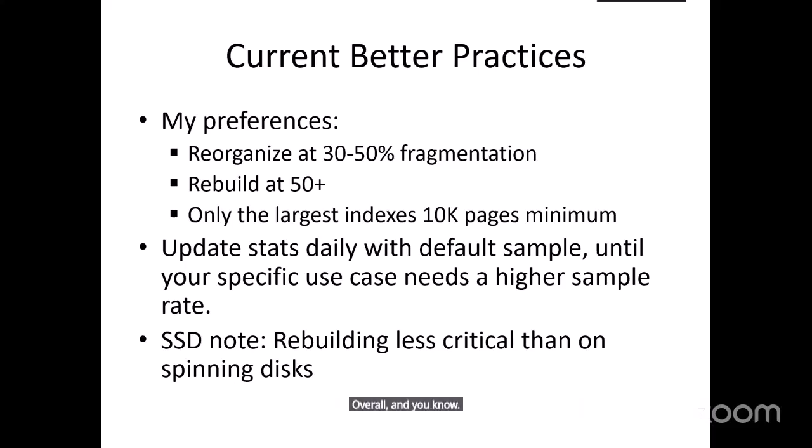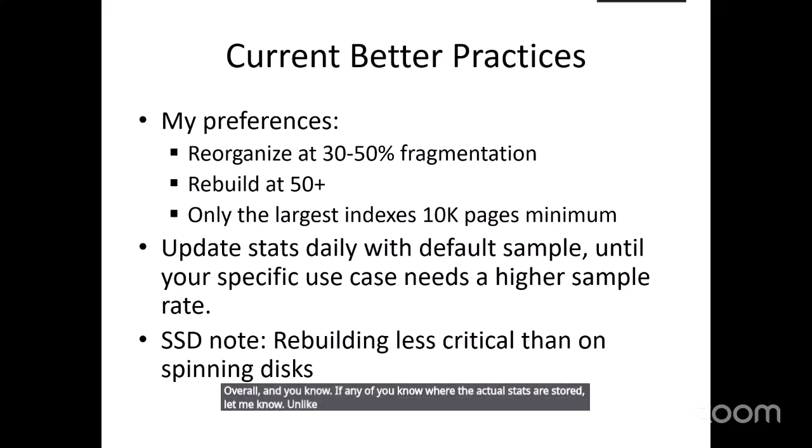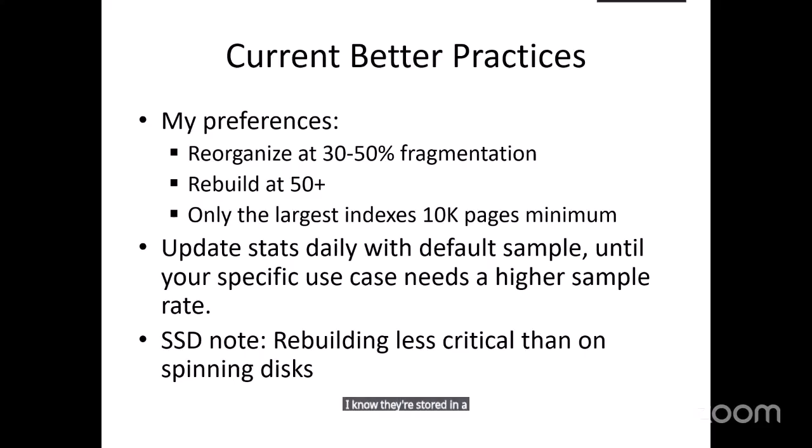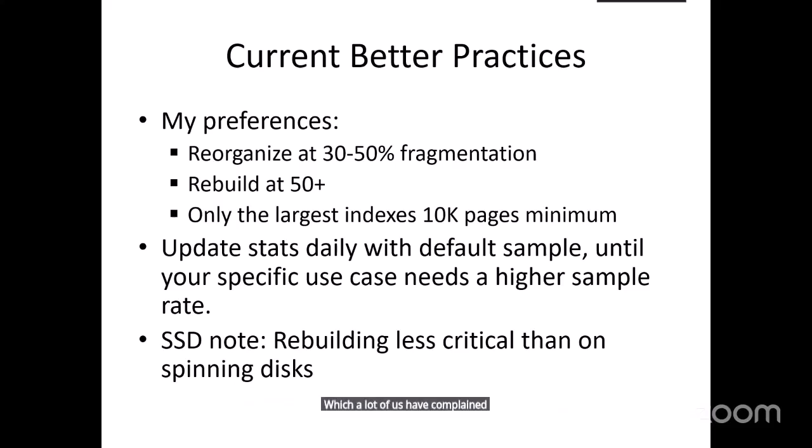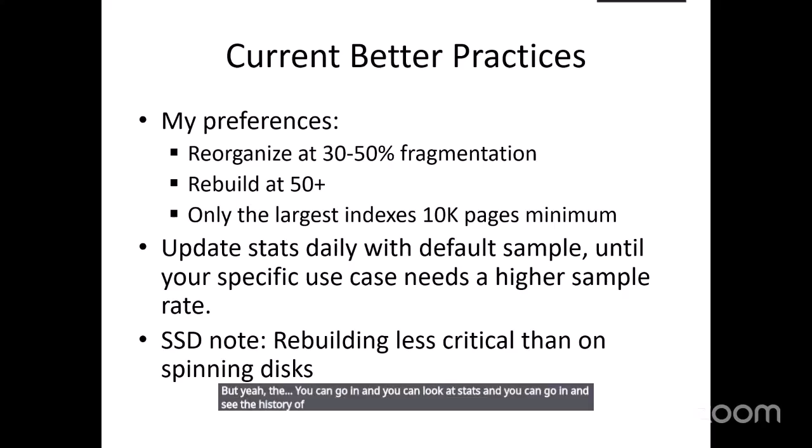Overall, and if any of you know how stats are stored, let me know. Unlike indexes, they're just not on regular pages and all that. I know they're stored in a histogram and up to 200 buckets and all that fun stuff. 200 buckets worth of ranges of data, at most 200, 201, something like that. Which a lot of us have complained is not enough anymore. But yeah, you can go in and look at stats and see the histogram of them and what they're on. If you're going to get really nerdy with it, there's a lot of documentation out there from guys like Brent and Eric and whatnot that have detailed all that out.